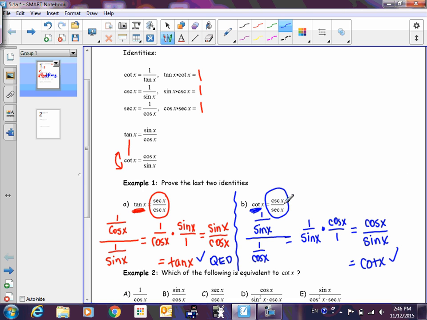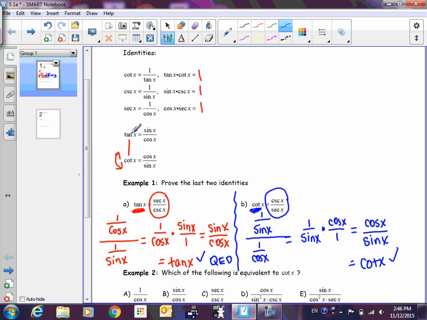Is anybody thinking we could have done this a different way? No? Because there is another way. It's okay if you didn't see it, and it's okay if you saw it. Do you see what happened here? Tan x equals secant x over cosecant x. What's just happening here? We're just flipping it upside down. So we could have used that strategy to prove it.